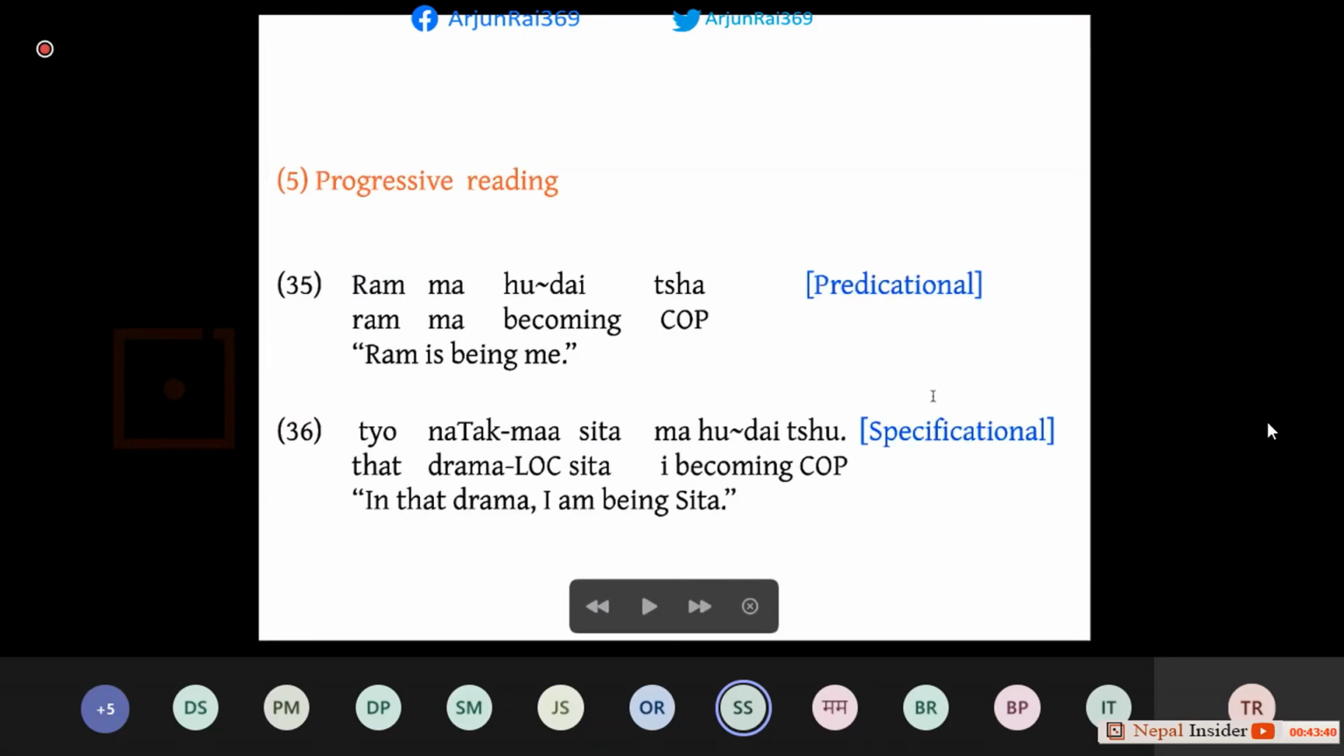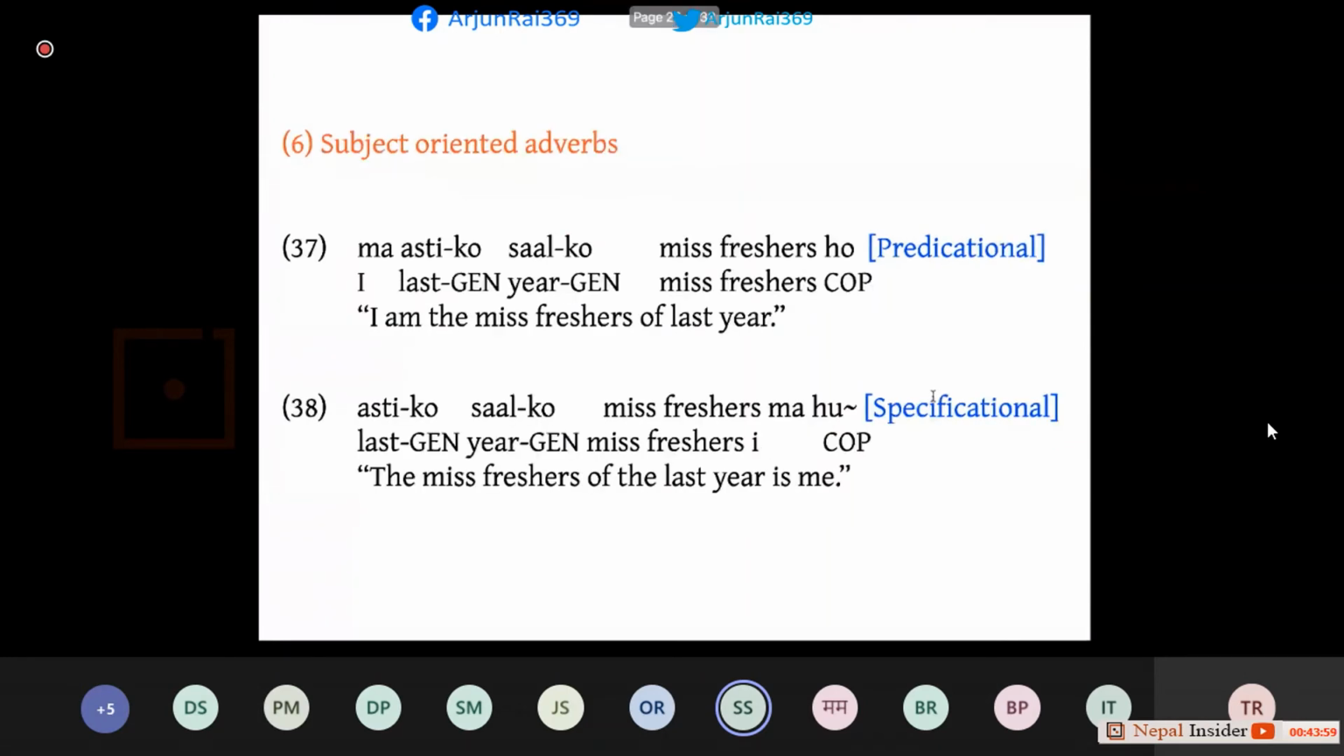Similarly, in progressive reading, ram ma hudaicha. Ram ma hudaicha. That means it's a transformation kind of. It needs to be read in a very specific way. So we can have a predicational one. त्यो नाटकमा सीता म हुँदैछु. Specificational, it's fine. Similarly, subject-oriented adverbs can also be there.